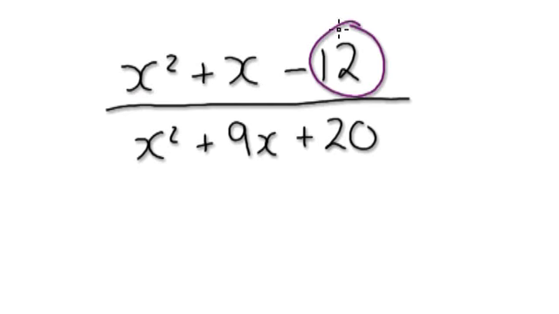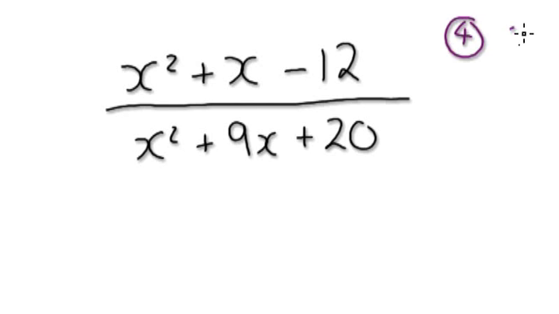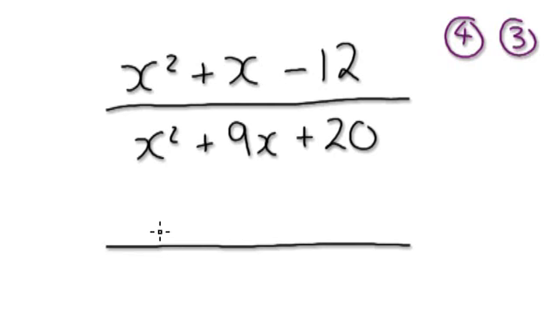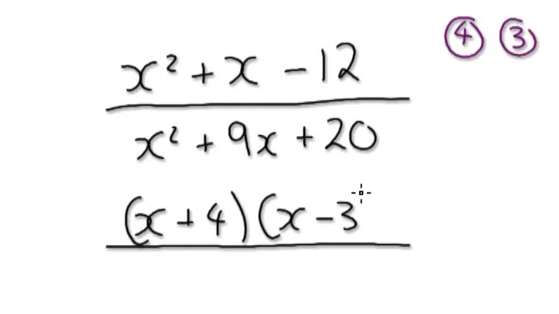Your eyes should zoom into the 12 here. Two numbers multiplied together must give you minus 12, and when added together must give you a positive 1x. We play around, and it turns out that you're going to need 4 and 3. So if you factorize it, the top part will become this: x, and I need to create a positive 1x, so I'm going to need a positive 4, and then x minus 3.